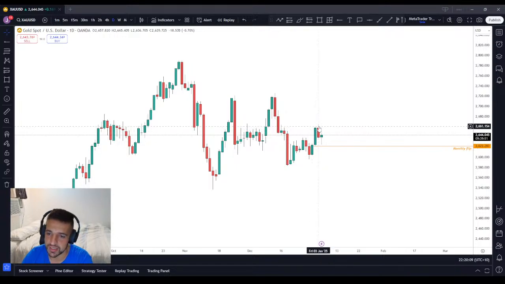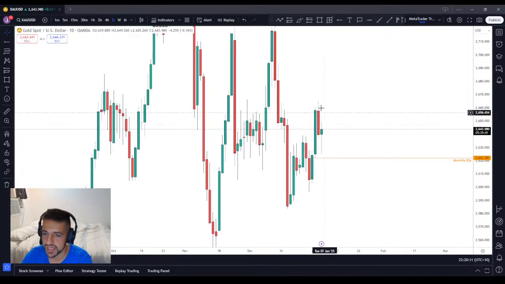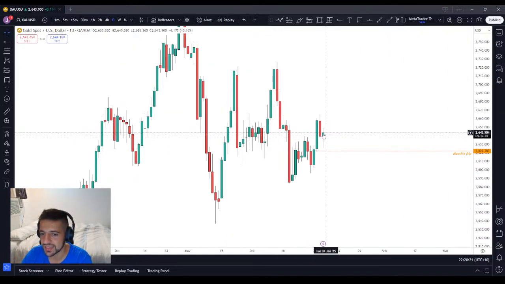The fact that the daily closed with a small wick but above previous resistance could be liquidity for it to come back up and continue to the upside. But again, it's really hard to tell. Right now, it's made a strong bottom wick that it looks like it's rejected off. So does that mean it's going to come back up? We'll see.